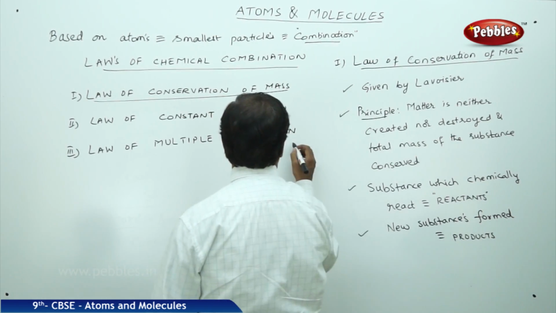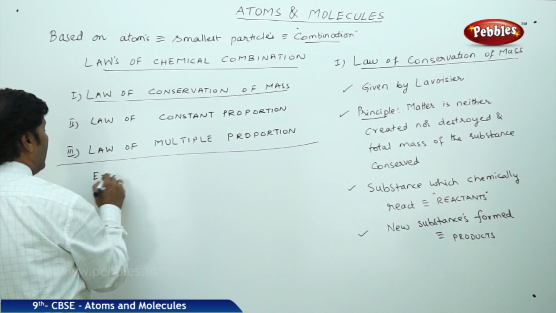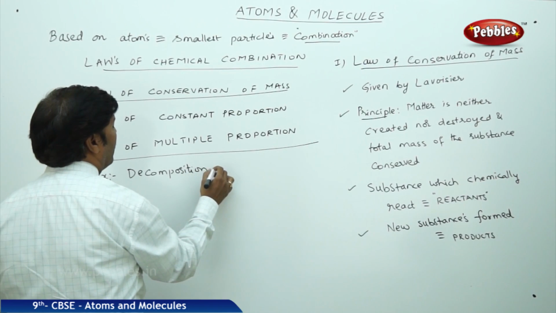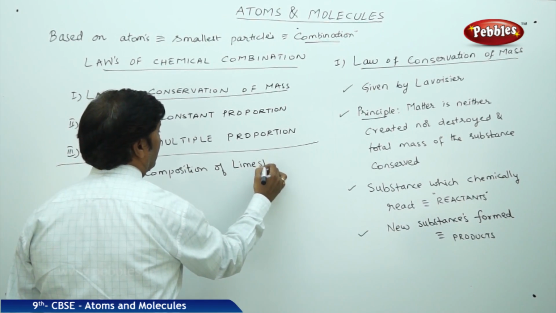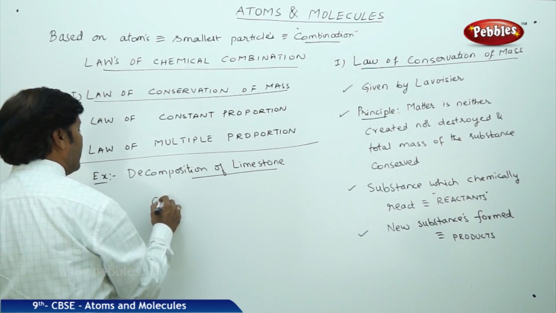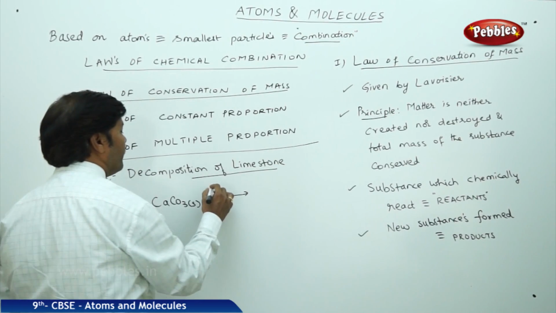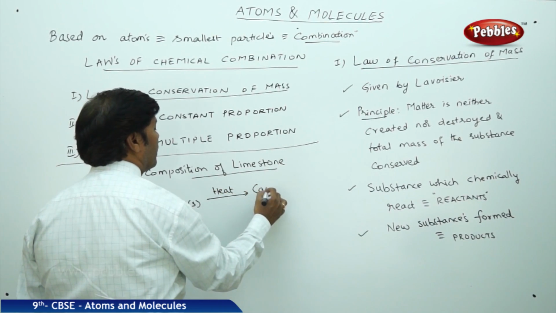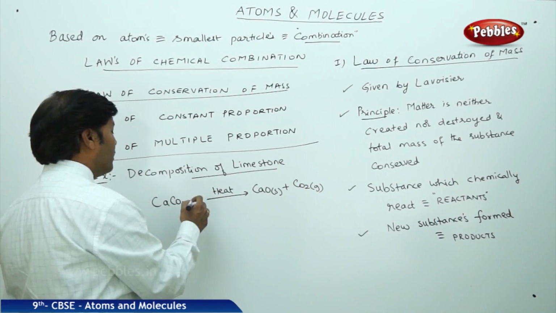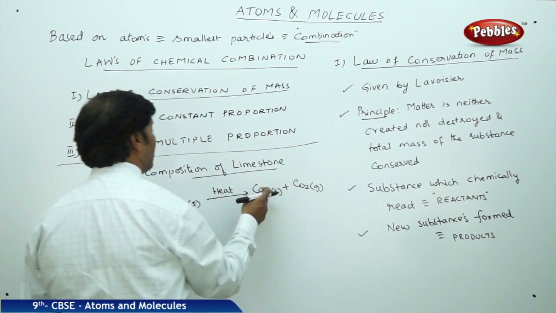Suppose I am taking one example, one illustration: decomposition of limestone. Limestone is nothing but calcium carbonate, which is a solid. Upon heating, calcium carbonate solid gives calcium oxide solid plus carbon dioxide gas. This calcium oxide is also called quicklime.